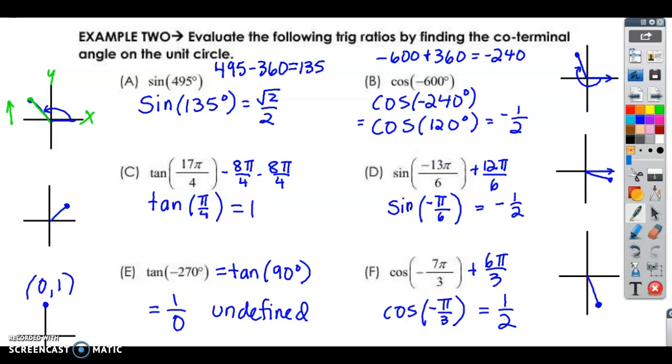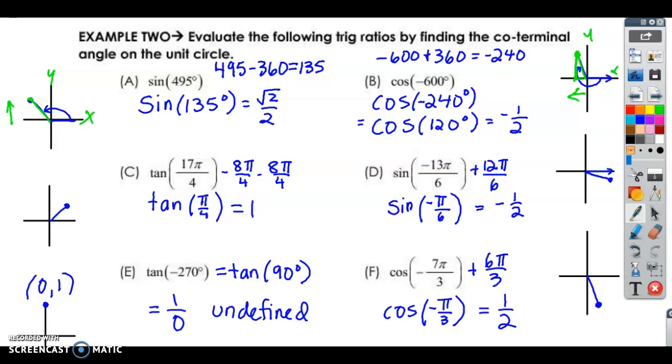For B, negative 600 degrees. If you add 360 twice, you get 120. Draw it on your XY axis. Where's 120? Okay, so that's 90 plus 30. So in this right triangle, for special right triangles, 30, 60, 90, we're asked to find the cosine, which is the X value. X is negative going to the left. So it's negative, and it's the short value, so it's negative 1/2.